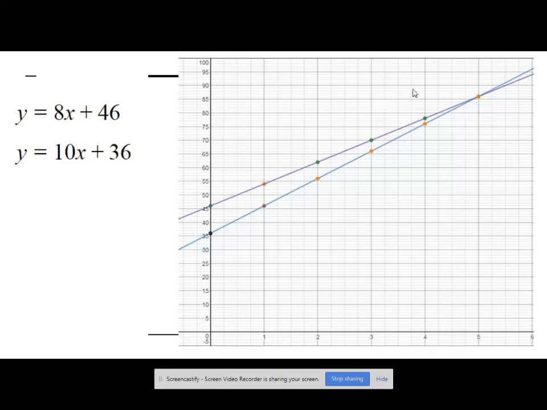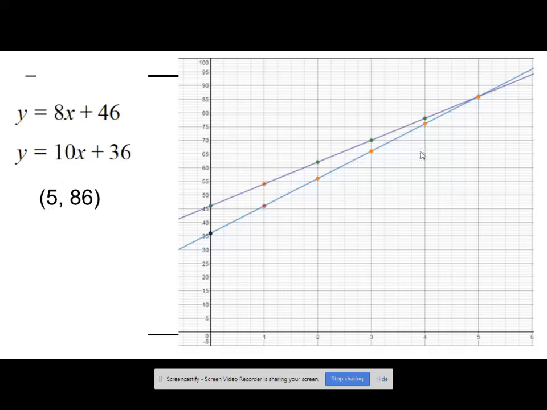So here's the situation. At the point (5, 86) is where those two graphs meet, and that's the information we can pull back into Dash. So 5 is going to be the number of gigabytes, and $86 is how much it would cost them for them to be the exact same. At 5 gigabytes, it's the exact same for both of them.